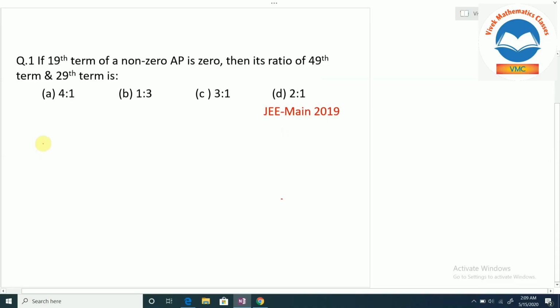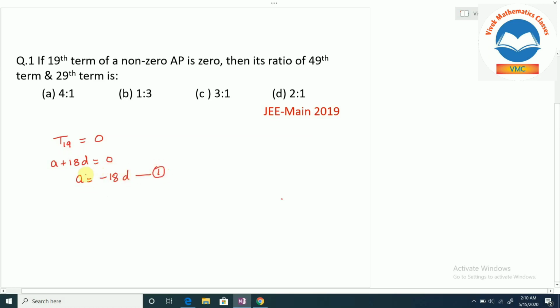If the 19th term of a non-zero AP is 0, then we need to find the ratio of its 49th term and 29th term. They have given T19 equal to 0. T19 means A plus 18D, and A plus 18D is given as 0. From here, we can write the A value as minus 18D. This will be our equation number 1.